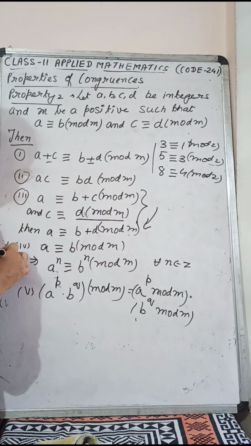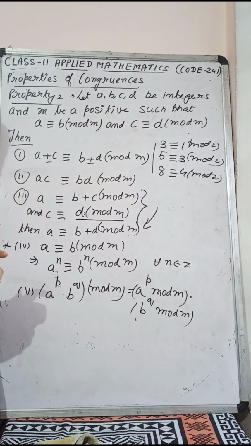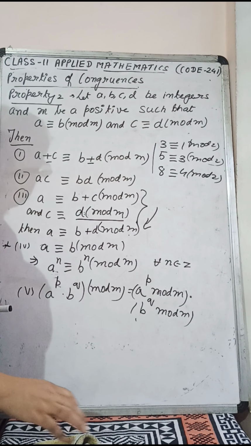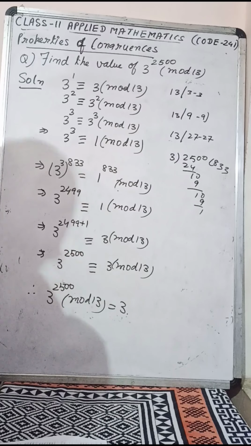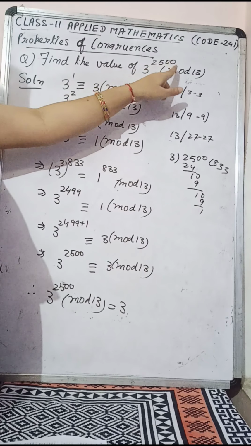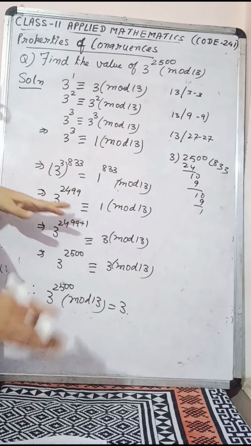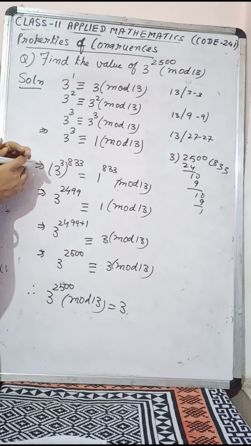This property number 4, you please take care. I am supporting this property 4 with the help of an example, and you will feel its importance as well. So let us do this example. Find the value of 3 power 2500 modulo 13. I have written the solution over here. Let us understand the solution.